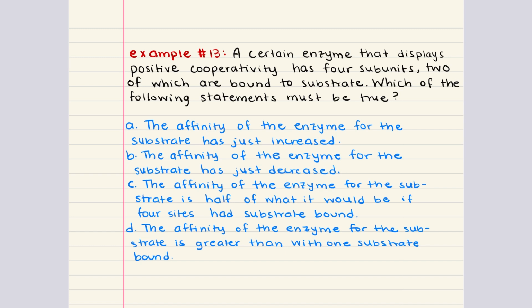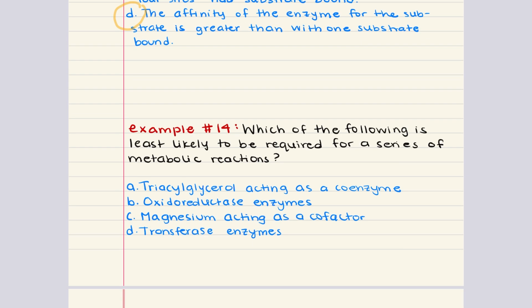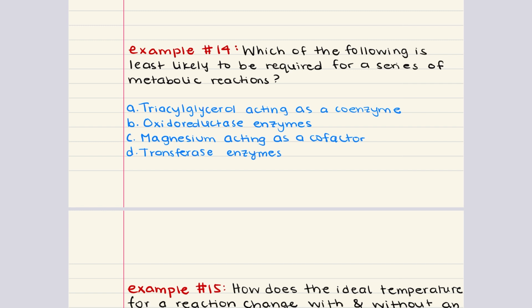And the best answer here is going to be D. It says that the affinity is greater than when 1 substrate is bound. And that's a perfect fit for the definition of positive cooperativity. As more subunits bind substrate, the remaining ones bind more easily. So 13 is D.